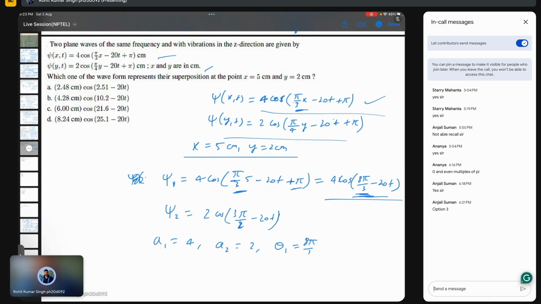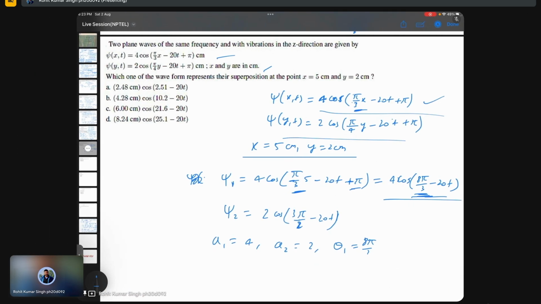So Anjali said option 3 is correct. I don't know, it could be. You can check. So you know the formula, right? You can just apply these two formulas, and you can use a calculator for it. But yeah, the main concept that I wanted to mention here is that whenever you have a space dependence, it just contributes to the phase of the wave, nothing else. Okay, so do you want me to do the detailed calculations, or is it okay?